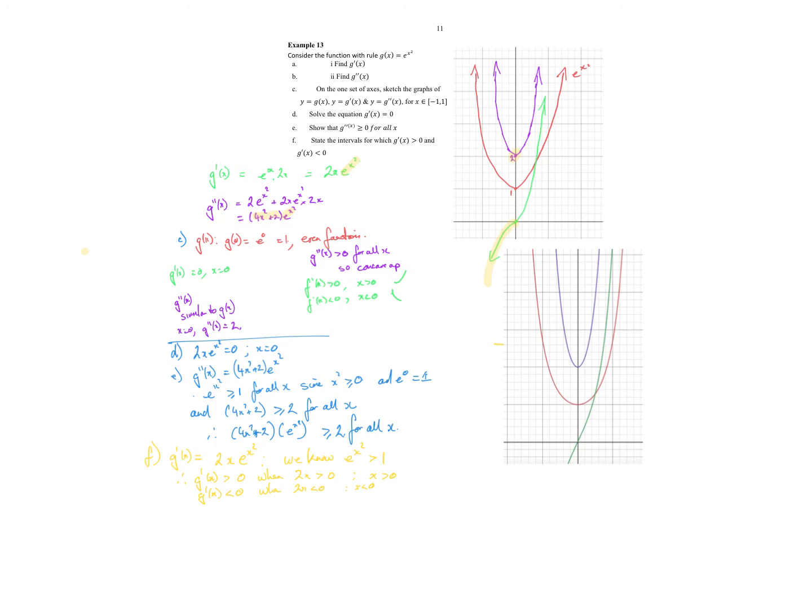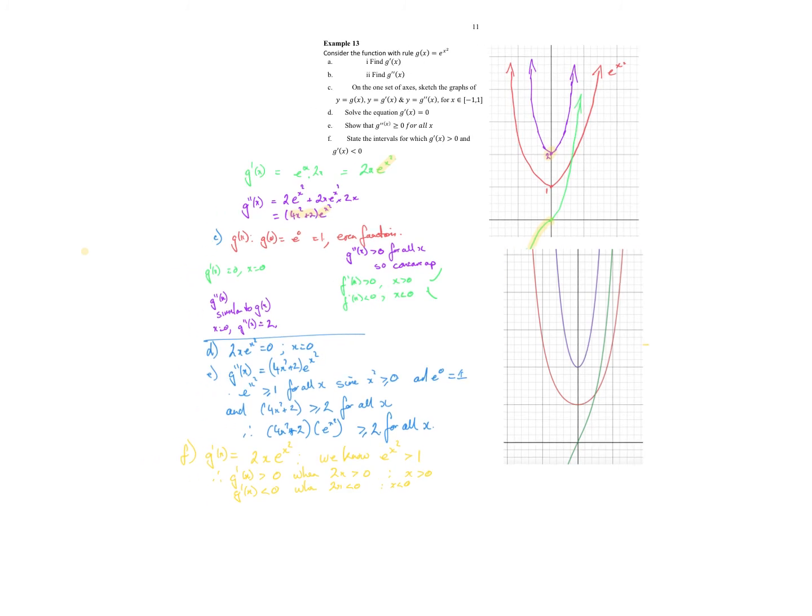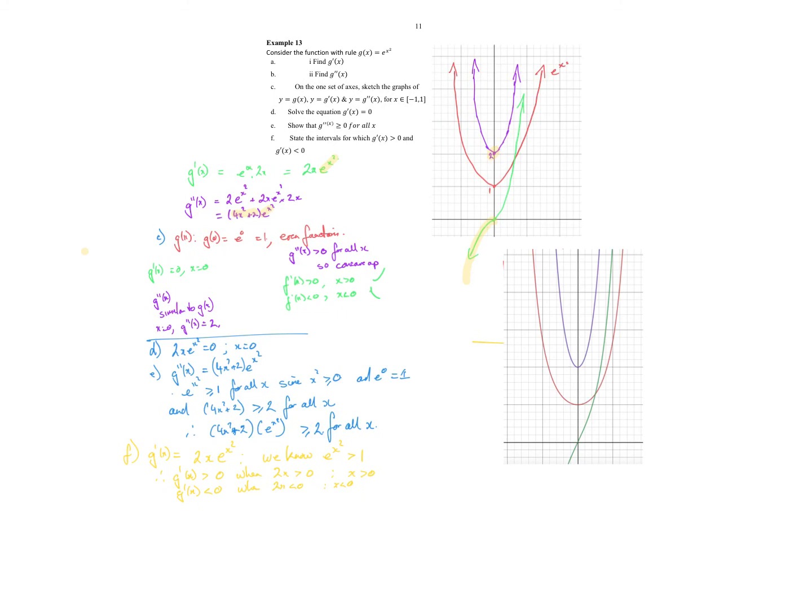Solve the equation g dash of x equal to 0. So we've got the green function there, 2x e to the x squared. We know e to the x squared will never be 0, so it's only ever going to be at x equal to 0. So we've got that there.